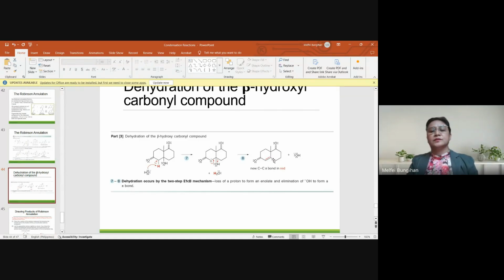Okay. So this dehydration again happens via your E1CB mechanism. Okay, the loss of a proton from an enolate and elimination of OH, because we just don't eliminate OH as is, because it's not a good leaving group. But in this case, the E1CB mechanism is happening. Okay.